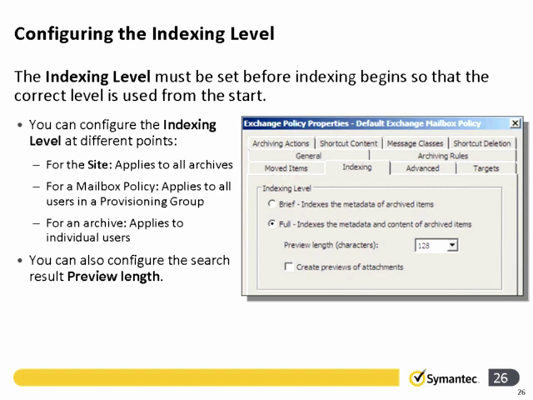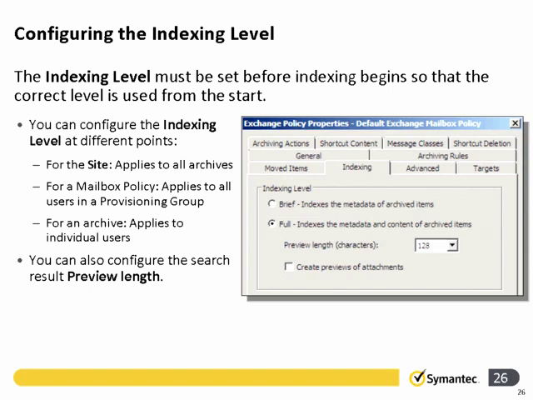Next, configuring our indexing level. It must be set before the indexing begins, because if you set it and then you change your mind later, in order to get the items, if it is a closed index, to have the new indexing level, you will have to rebuild the index, and we'll talk about the disadvantages of doing that a little bit later. You can set it to brief or full. If you do select full, you will also have an option of specifying the preview length, and you can also create a preview for the attachments.